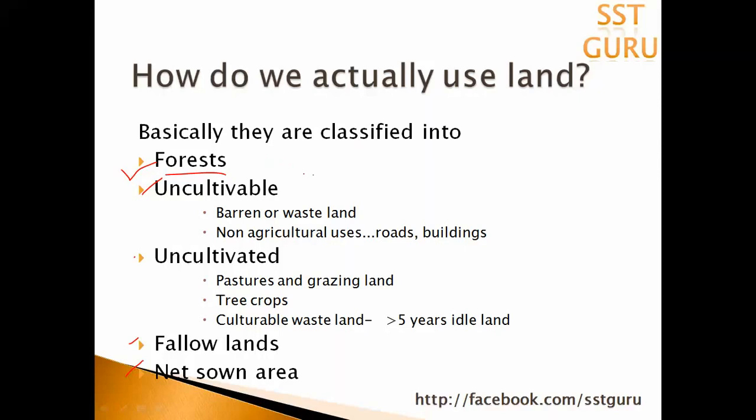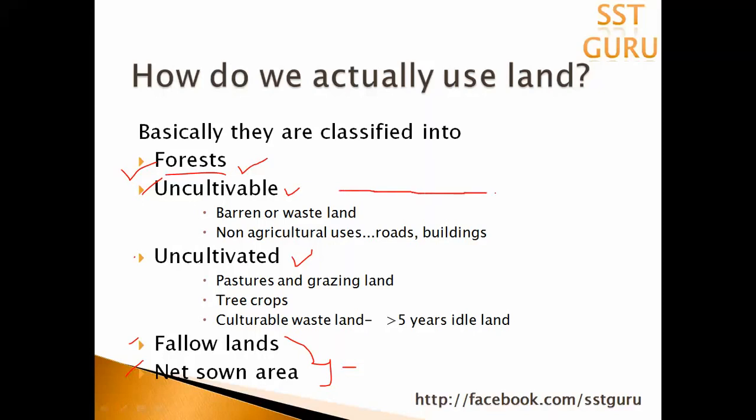Forest means, needless to say, you have a vast extent of land with a highly dense population of trees, shrubs and wildlife. Okay, they are known as forest. And apart from this, we can classify land into uncultivable, uncultivated, fallow lands and net sown area. So I'll deal with uncultivable and uncultivated area in this slide, and fallow and net sown area will come in the next slide. Okay, so uncultivable land is one in which even if you try, the crop wouldn't grow.